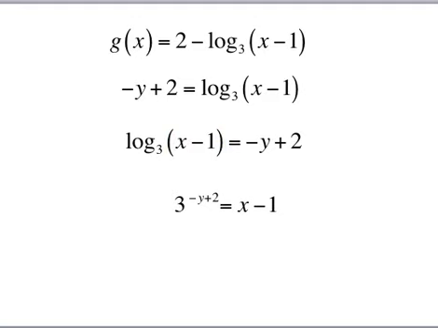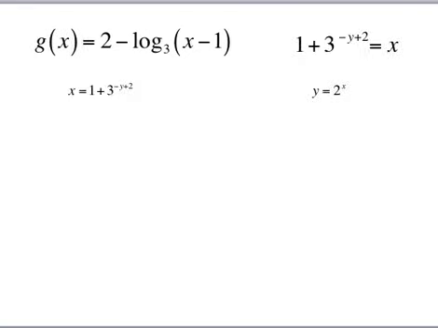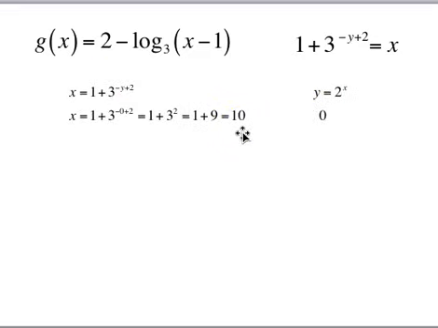Now I'm not going to solve for y here, but I am going to solve for x. So if I add 1 to both sides, you can see that x equals 3 to the negative y plus 2, plus 1. And my goal is to make a table of values. So I will plug in values for y and see what the corresponding values are for x. So we have x is 1 plus 3 to the negative y plus 2. And I don't need this y equals 2 to the x. I'm going to go ahead and eliminate.